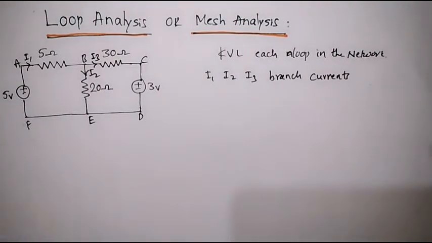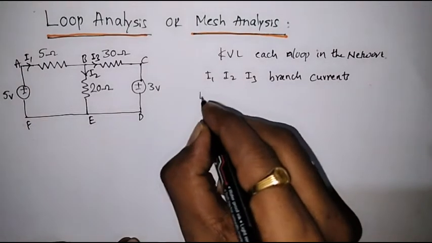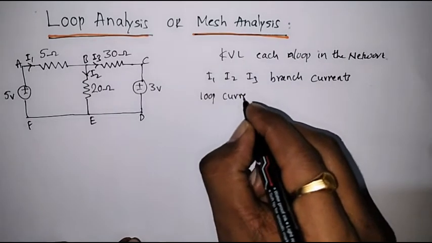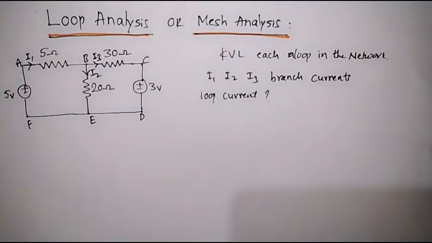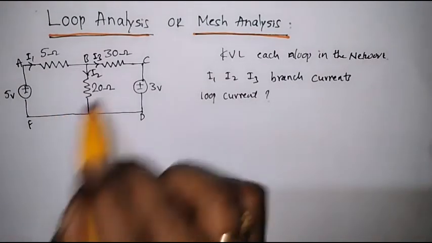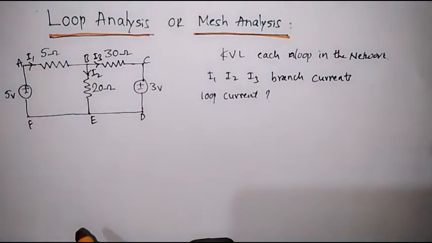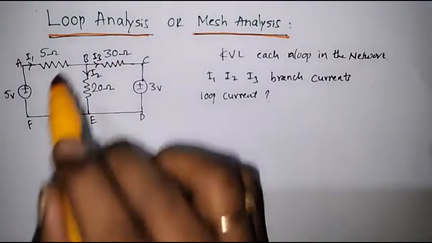In loop analysis, we will prefer finding the loop current rather than the branch currents. Once we find the loop current, we can easily find any branch currents. Now let us see what is loop current. Loop current is the current which flows through an entire loop. For example, in this circuit we have two loops. One is A, B, E, F, A and another loop B, C, D, E, B.